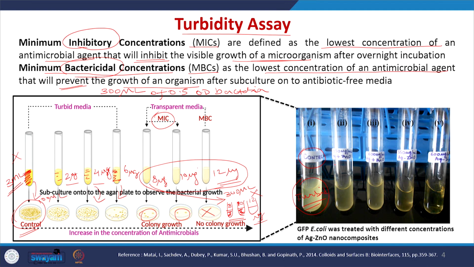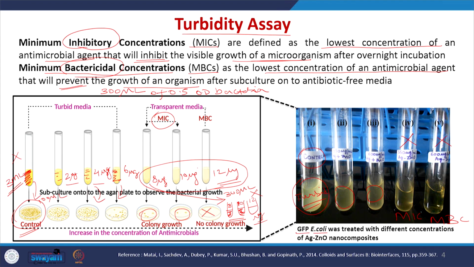And in case of different concentrations of nanomaterial, you can see here there is some growth, but in these two concentrations there is no growth. And by using this kind of re-inoculation as well as the spread plate method, we can identify which is MIC and which is MBC. And here we used bacteria, that is a GFP E.